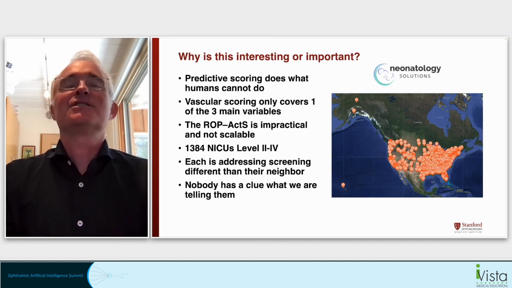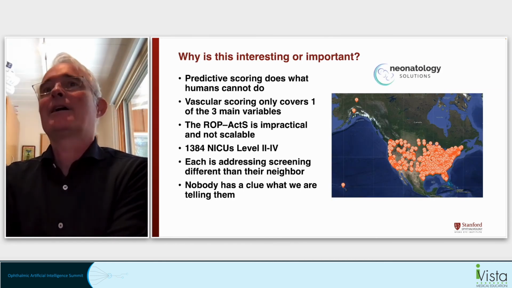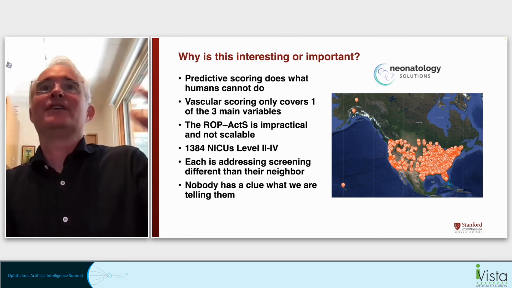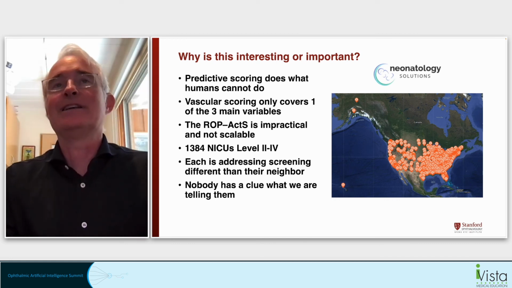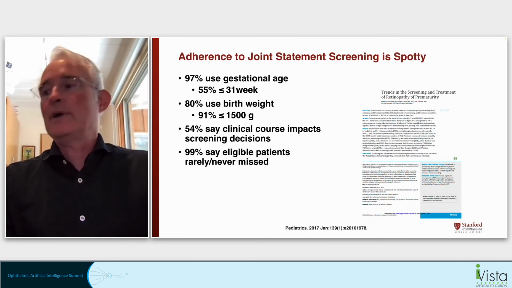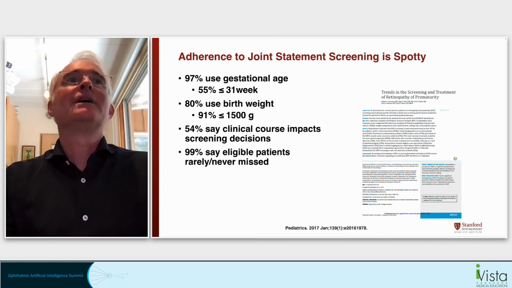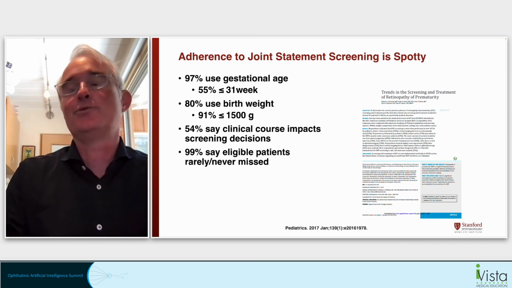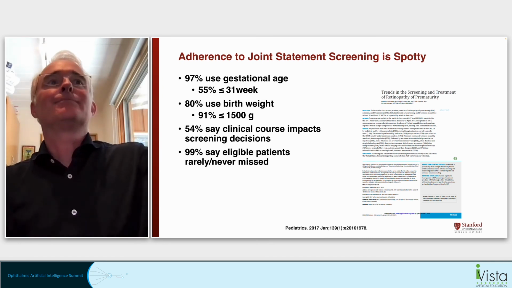Why is this interesting and important? The NICUs are out there. They're widely distributed. They're each doing screening different from each other. And when we give them zone, stage, and plus, they really don't know how to interpret it. We have to make it easy for them, particularly since only 55% are adhering to the joint statement screening criteria for gestational age inclusion, and only 72% are adhering on birth weight criteria.